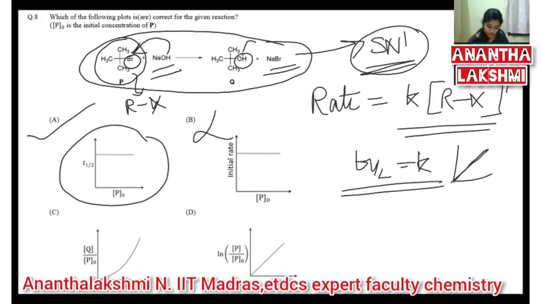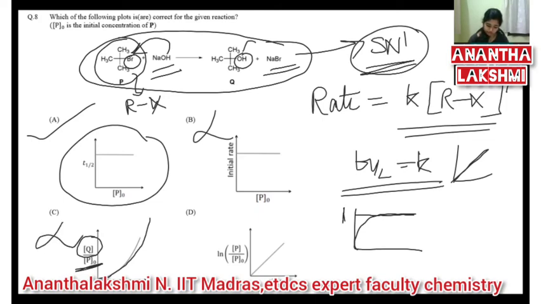Now, what about Q by P naught? Q is the product concentration, and P naught is the initial concentration, which is a constant. So we should know how Q, the product, varies with time. We definitely know that the product will increase with time. But how can you say that the product increases exponentially like this? It won't go to infinity, right? It should come to a saturation. It will grow till the whole reactant is converted into product. So mostly it should saturate to a value of 1. So this is also wrong.